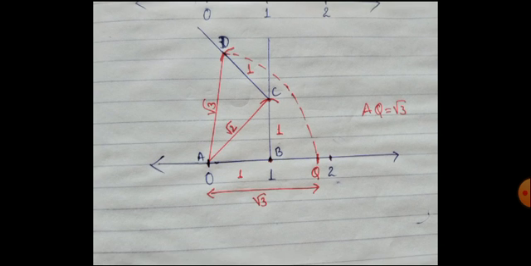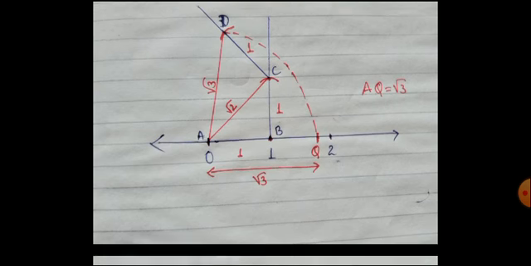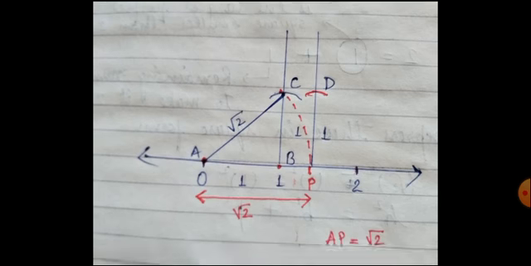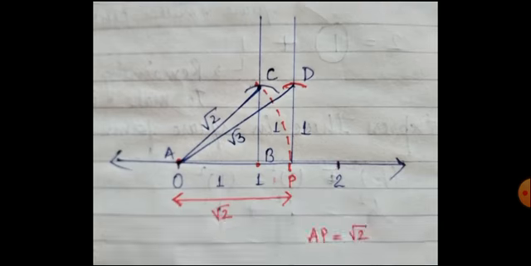There is one more method to represent root 3 on number line. Let us see that also. As we had done representation of root 2 on number line, we represented root 2 on number line with this as AP. So AP will be the base, and at P we have to draw a perpendicular and take P as center and draw an arc of 1 unit at point D. So AP will be the base, root 2 units, PD will be the perpendicular, 1 unit. Then join A to D.